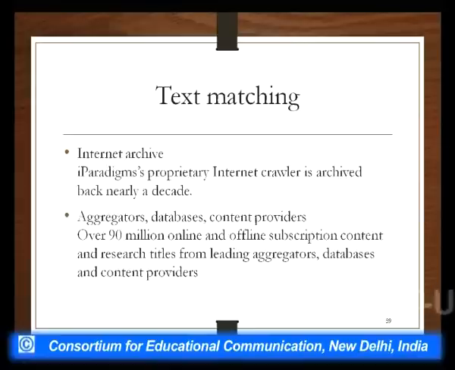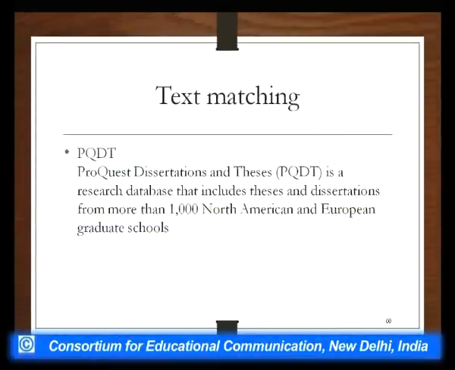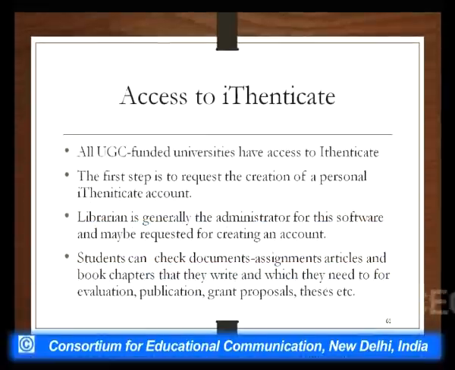Aggregators, databases, content providers: over 90 million online and offline subscription content and research titles from leading aggregators, databases and content providers. These are the databases against which iThenticate matches the drafts or submissions. This is another database with which it does text matching. ProQuest Dissertation and Thesis. It's a research database which includes theses and dissertations from more than 1,000 North American and European universities.